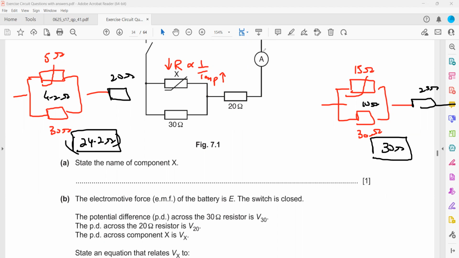So if the total circuit resistance decreases, what happens to the reading of the ammeter? As the total resistance and current are inversely proportional, if the resistance of a circuit is decreasing, what happens to the total current in the circuit? The ammeter reading will increase. So that is the answer you will mention.